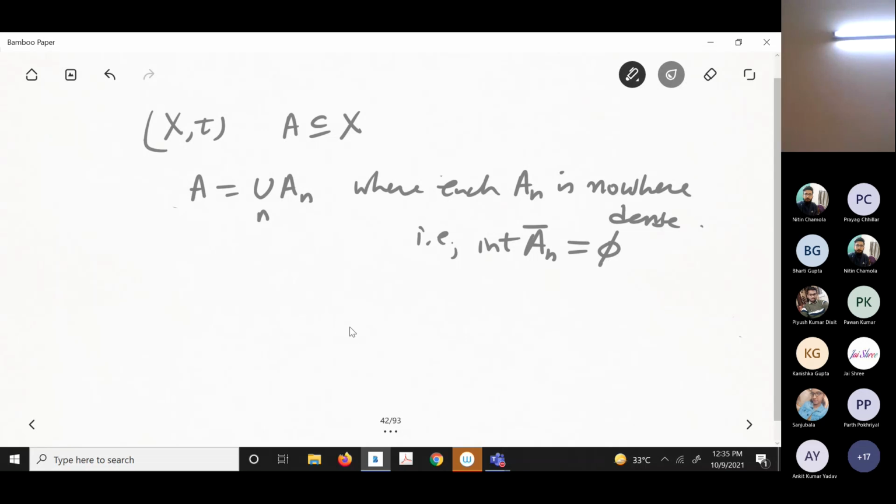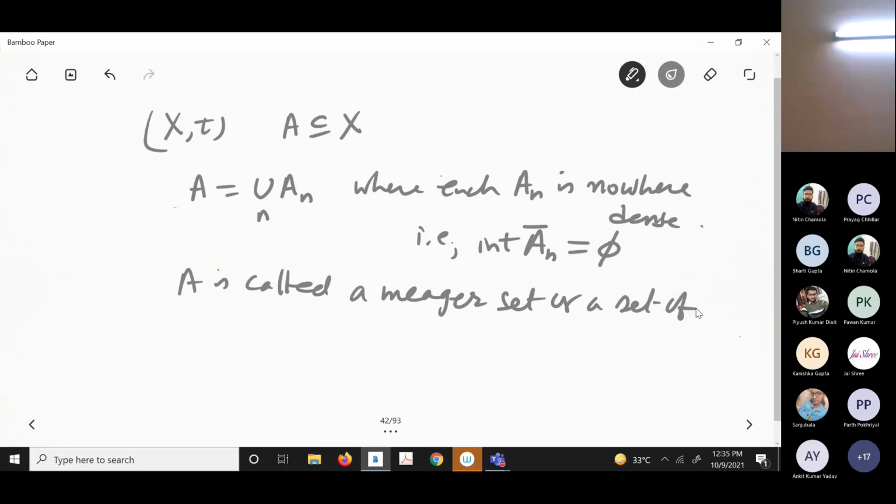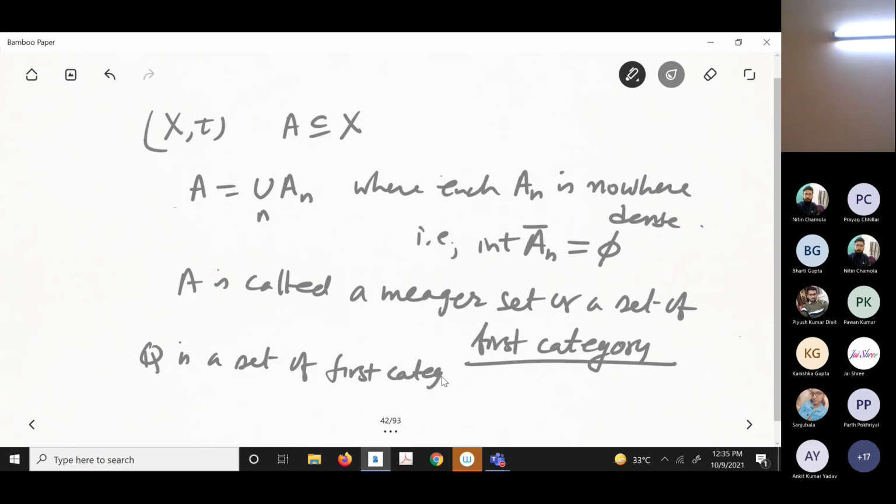So if you have this, then A is called a meager set. Rare set I have not used here. Some people use it, but these two terms are more well known: meager set or the set of first category. Okay, right? That means Q is a set of first category in this. Understood? Q is a set of first category in this.